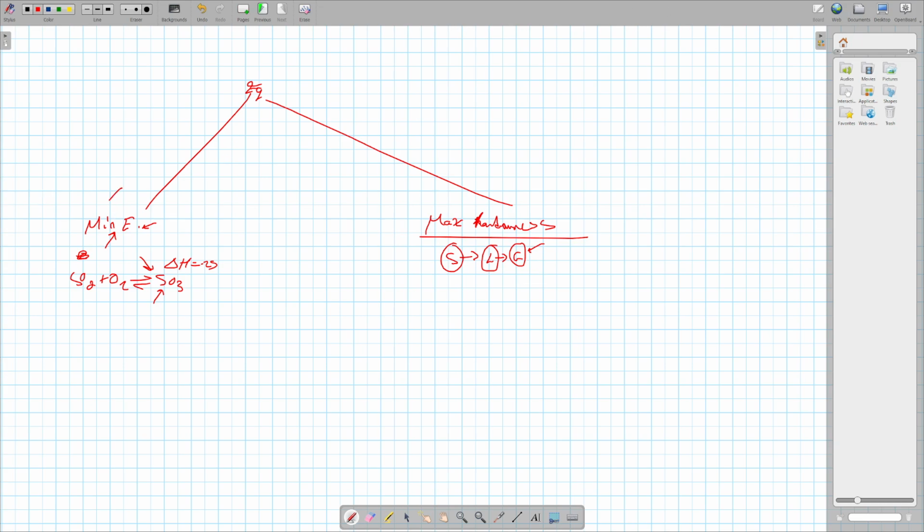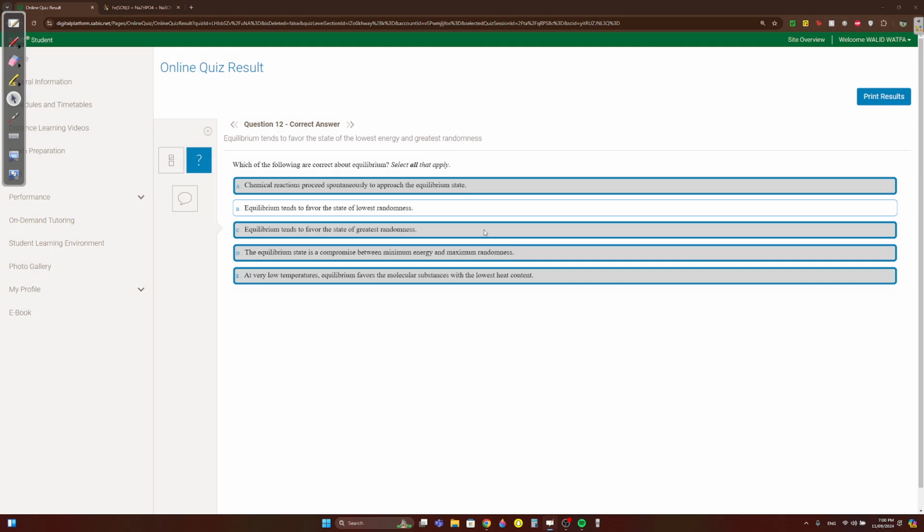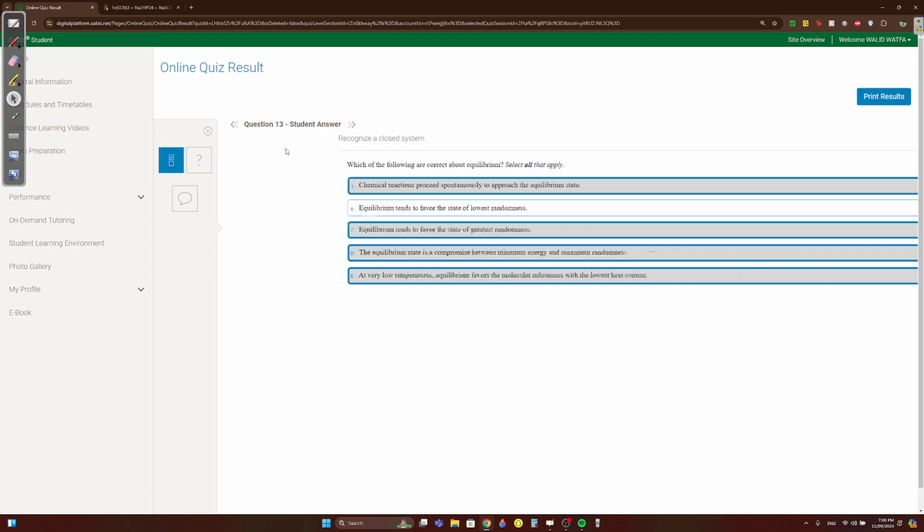Okay, what are the two things? Minimum energy, maximum randomness. Equilibrium goes to either minimum energy or maximum randomness. It's a compromise. It tends to favor greatest randomness, and at very low temperatures, equilibrium favors only lowest heat content. Lowest heat content means minimum energy, least heat, least energy.